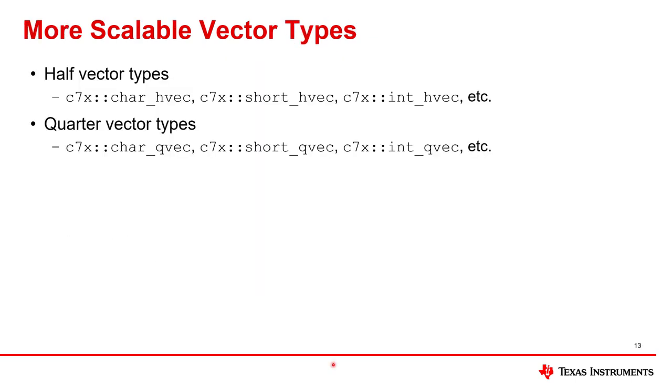There are yet other scalable vector types available in C7x scalable.h. If you would like to create a vector that is exactly 1/2 the size of the best vector for the DSP you're on, you would use type names such as char hvec, where H is for half, short hvec, int hvec, and so on. If you need vector types that are exactly 1/4 the best vector size for your DSP, the type names are char qvec, where the q is for quarter, short qvec, int qvec, and so on.